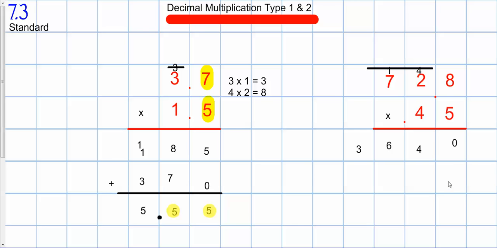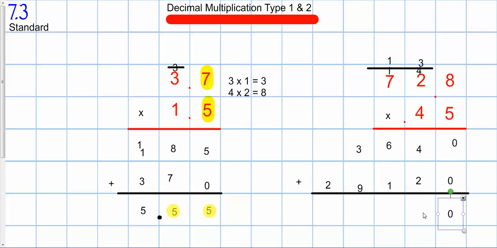Onto the 4. Remember, the first thing I got to do is put a 0 here, because I'm multiplying by 4, I'm multiplying by 40. 4 times 8 is 32, so I'm going to put down the 2, carry the 3. 4 times 2 is 8, plus 3 more, 9, 10, 11. Put down the 1, carry my 1. 4 times 7 is 28, plus 1 more is 29. Okay. Put my line for addition. My addition sign. Now I'm ready to go.